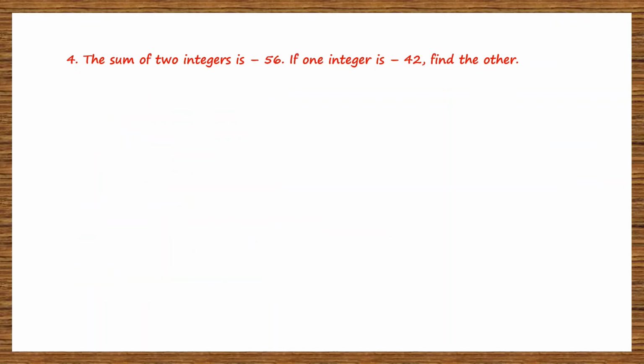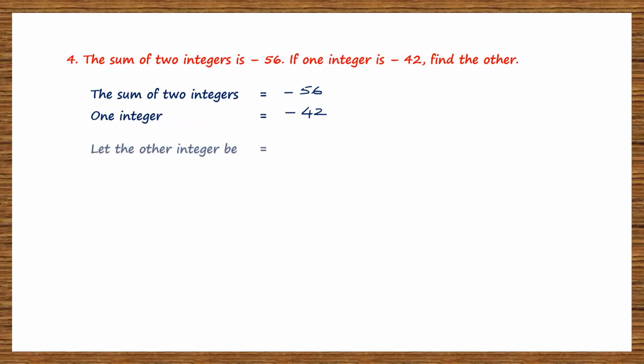Question 4. The sum of two integers is minus 56. If one integer is minus 42, find the other. Similar to the other sums, isn't it? So let's begin. The sum of two integers is given to us as minus 56. One integer is given to us, that is minus 42. Now we have been asked to find the other integer, so let that be x.